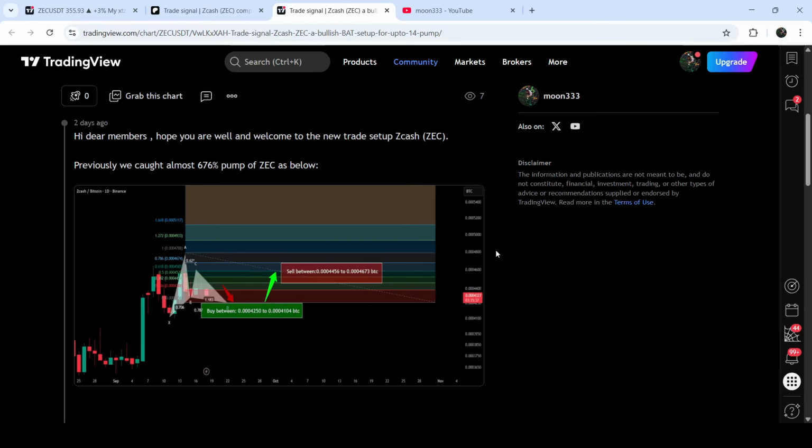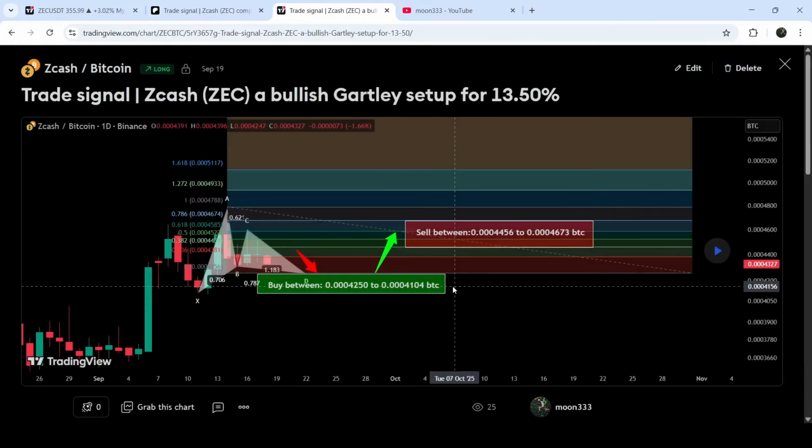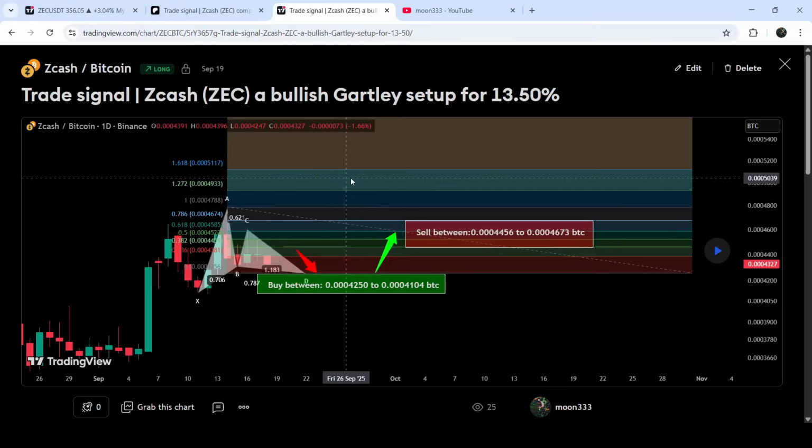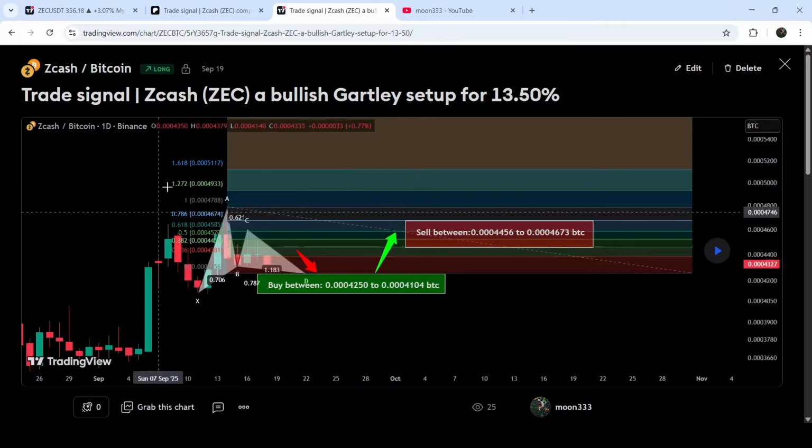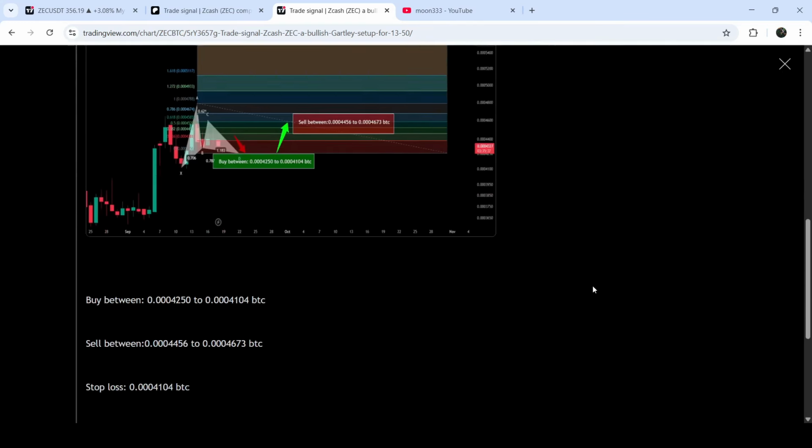Before that, recently we caught another pump that was a very massive pump, almost more than 676%. And this move I shared in the previous month on 19th of September. And this move was formed with the Bitcoin pair on the daily time frame chart. And this was a bullish Garley move that Zcash was completing, in fact, on the daily time frame chart. And this was the complete trade setup: buying zone, sell target zone, the stop loss.